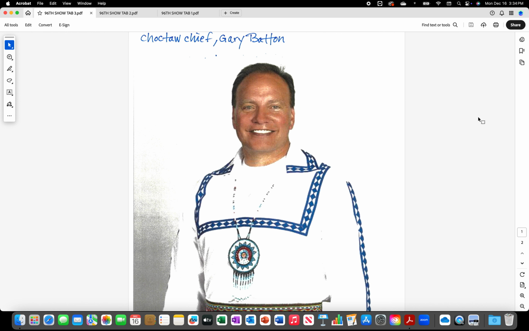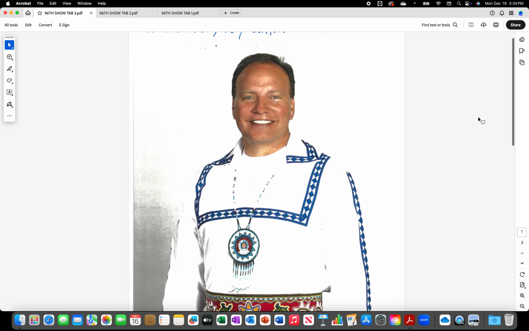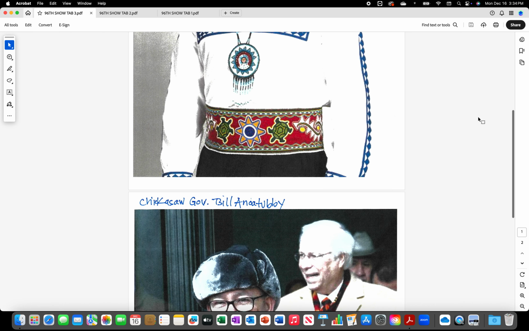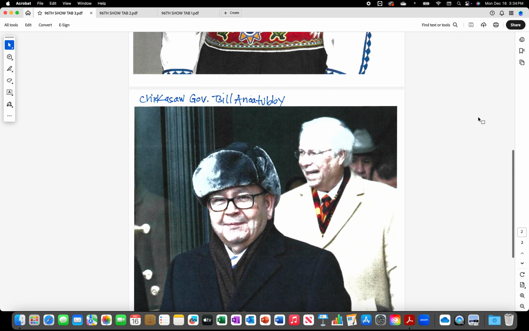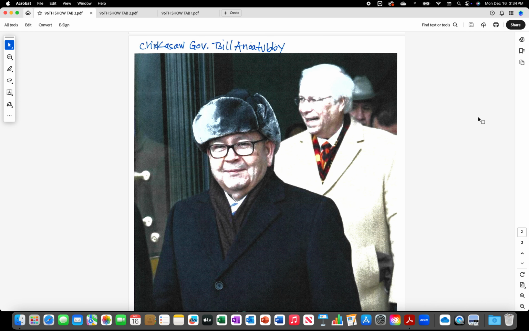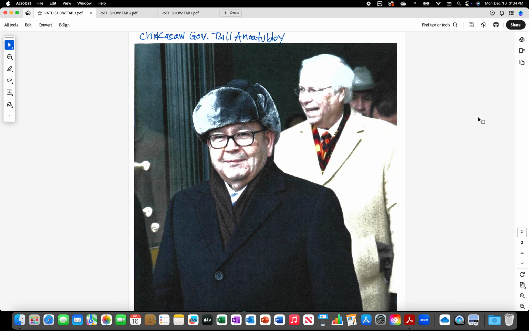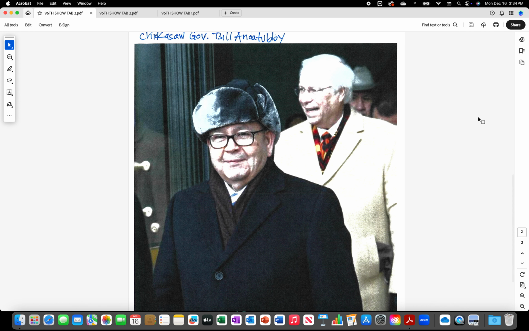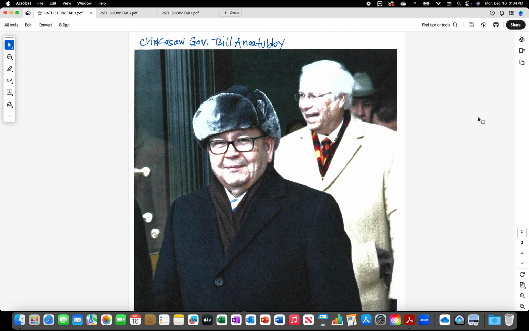He's a subtropical kind of guy. Good old Gary. The tropical kind of guy. Okay. Now we getting somewhere. Chickasaw Governor Bill Anoatubby. And behind him you see the Cherokee, good old Bill, the Cherokee Chief. And then right here you see the Chickasaw Governor Bill Anoatubby. Stop playing. Y'all know what this is.